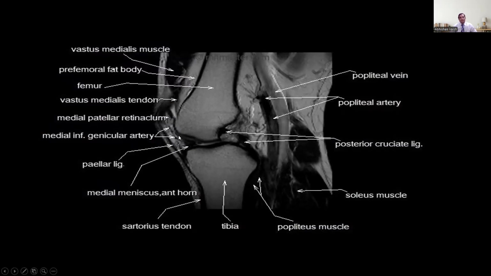So this is an example. This is a sagittal view of the knee: the lateral aspect of the femur, the kneecap, the tibia. You can see this is the PCL. Then there is the patellar tendon, the anterior horn of the medial meniscus, the posterior horn, and you can also see the popliteal vein, the popliteal artery, and the muscles of this area.